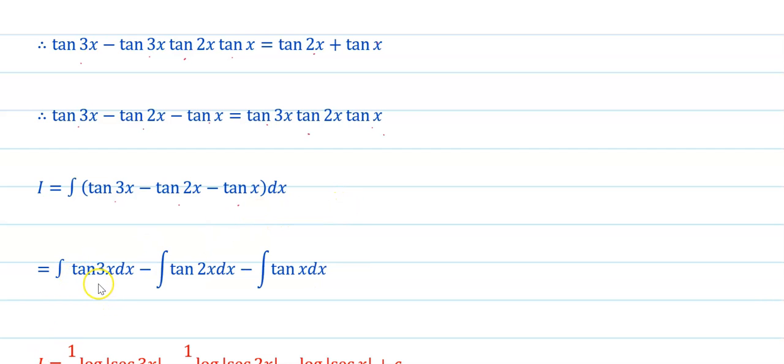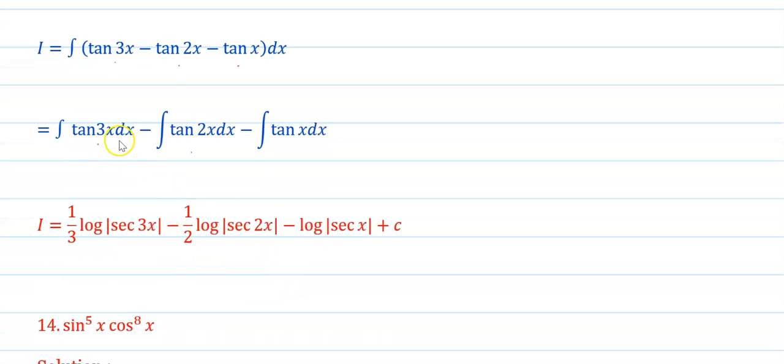Now the integral of tan of 3x minus integral of tan of 2x minus integral of tan x. Integral of tan of 3x is a log of sec of 3x upon the derivative of 3x, or the coefficient of 3x, that is 3, minus 1 upon 2 log of sec of 2x upon 2. That is minus 1 upon 2. Next, integral of tan of x is a log of mod of sec x plus c. And this is the answer.